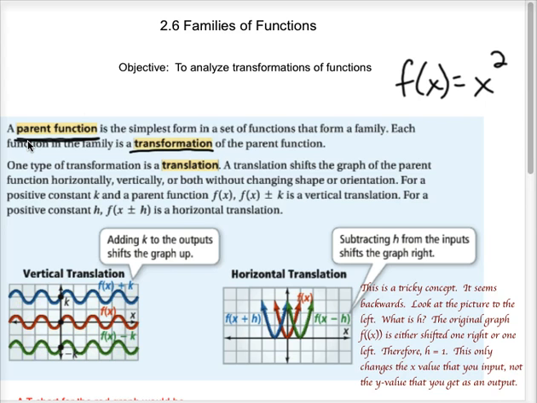So let's get started with what are these different types of transformations. The first one I want you to know is a translation. A translation shifts the graph of the parent function horizontally, vertically, or both without changing the shape or orientation. For positive k, the parent function f of x plus or minus k is a vertical translation. For positive constant h, the function f of x plus or minus h is a horizontal translation.